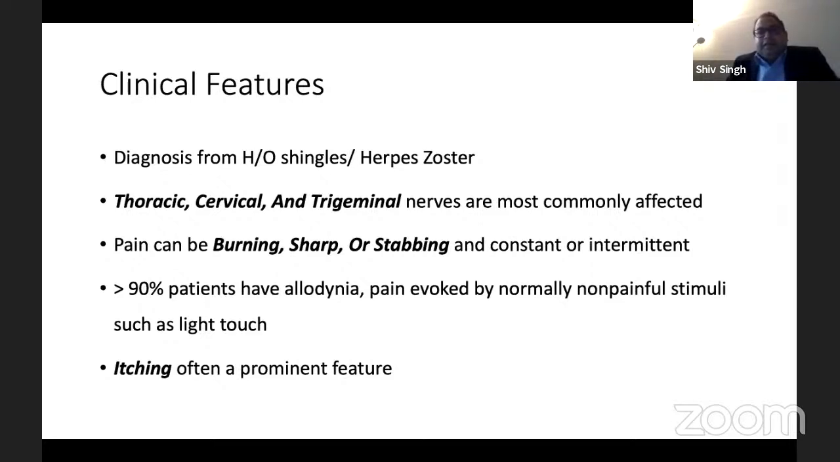That means even normally non-painful stimuli, such as wearing a shirt, can trigger the pain. And itching is very, very common. So patients try to scratch the lesions. Itching is a prominent feature of post-herpetic neuralgia.